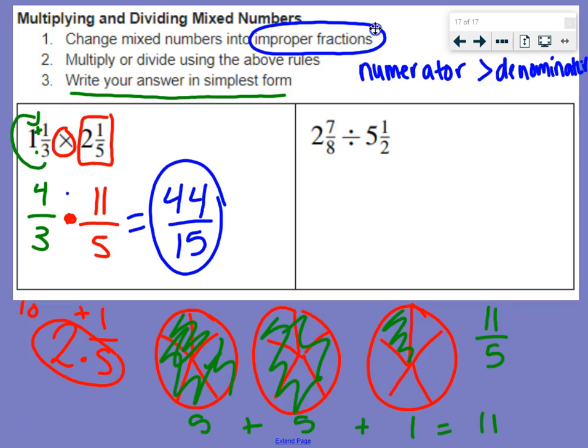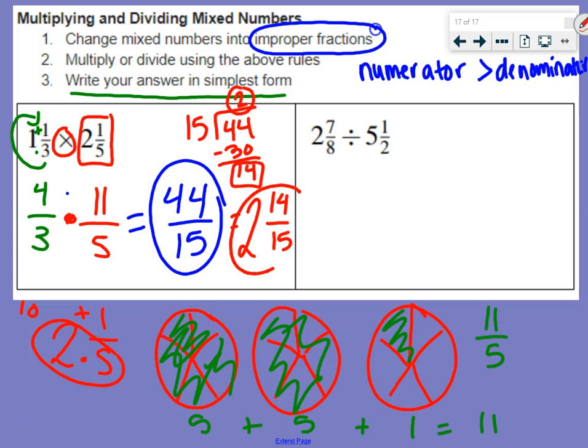Now if we'd like, we could change that back into a mixed number by doing 15 goes into 44. It goes in 2 times, which gives us 30. So we'd subtract and we get 14. So this would really be equal to 2 is that big number, because that's that top number. And then we have 14 pieces remaining out of 15. So 2 and 14 over 15.